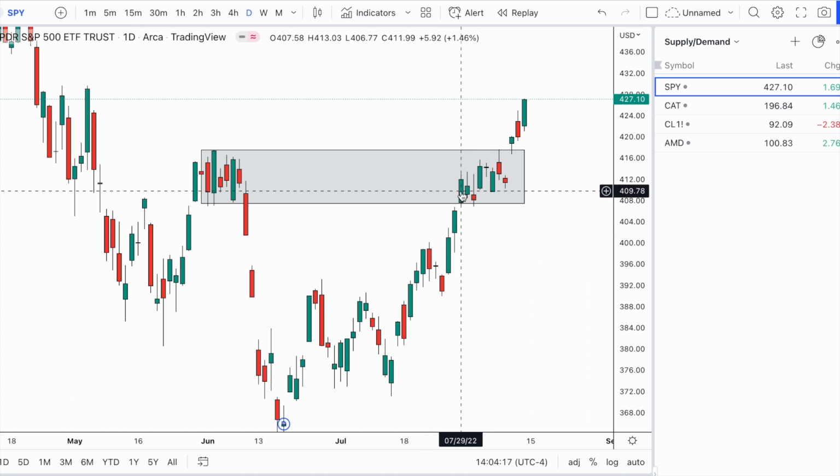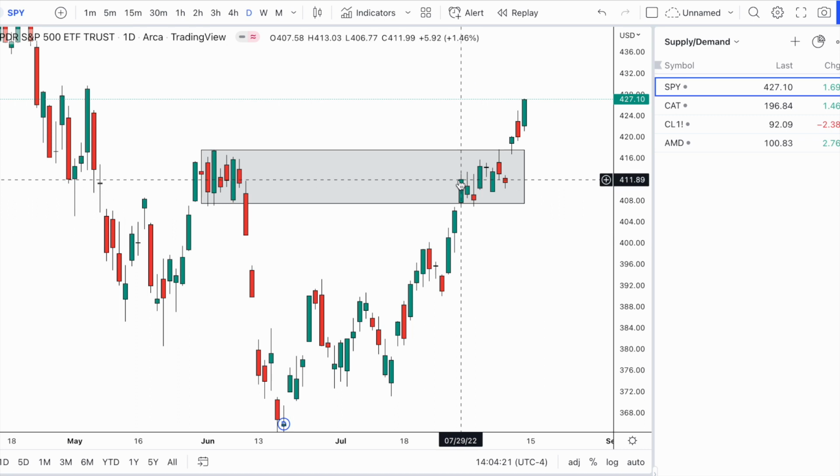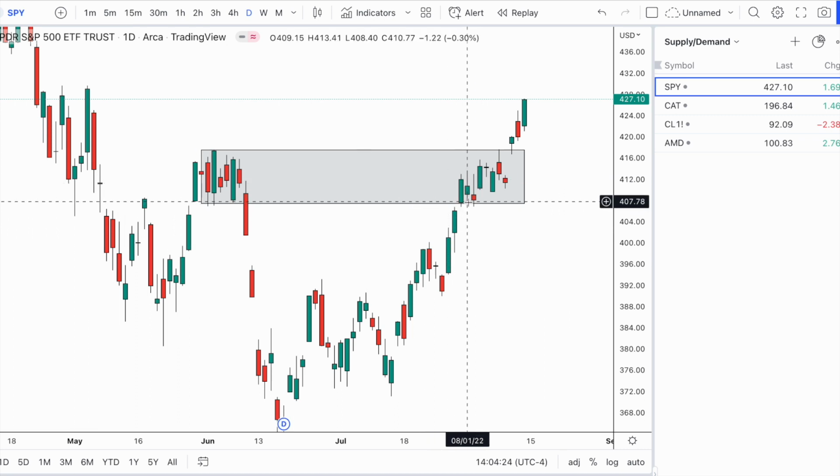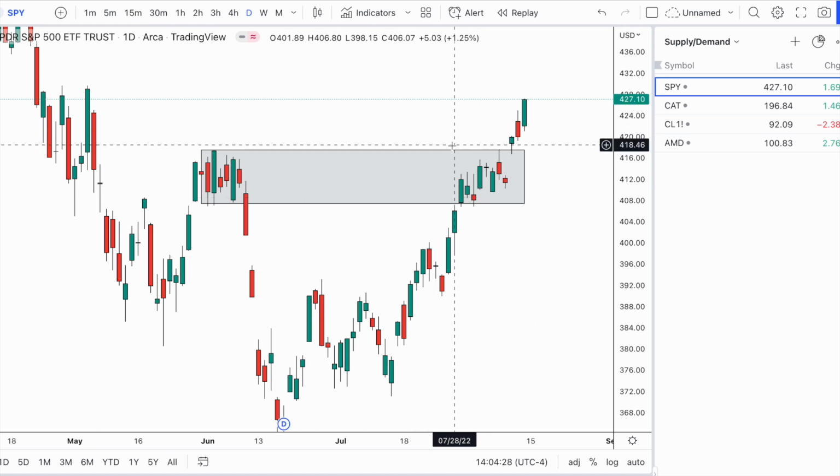So you can see on SPY, we come up, we hold into supply, we never even come back out. We just consolidate in supply and it ends up breaking higher. So understanding time is one way to tell that price is not going to work in a zone.